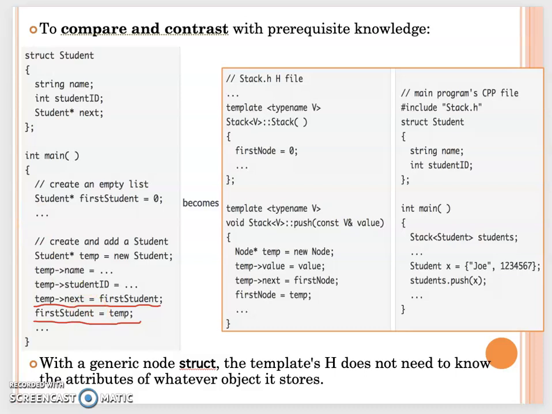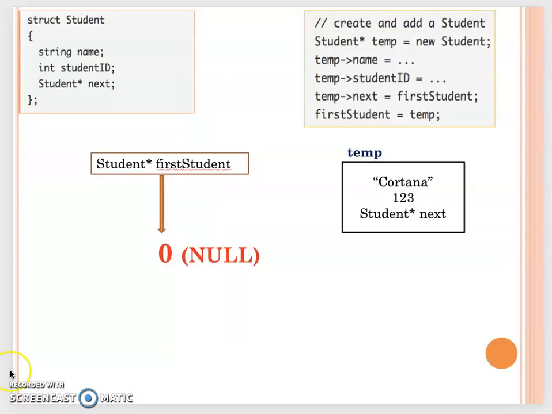In order to help you remember how that happened, I want to show you in the picture. Same as earlier, we have the student struct. Then we create a temp student, and assign the name Cortana and the ID 123. We have the next, and if we don't assign it, then it gives 0. You see your first student starts from 0, that's before we start.